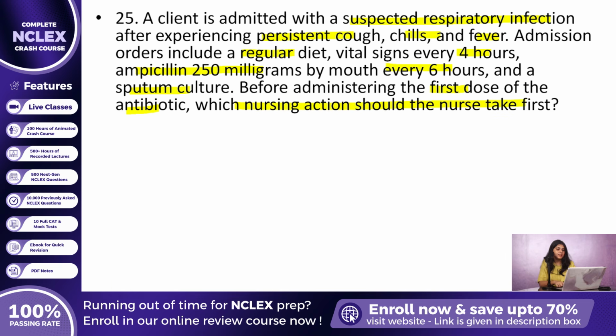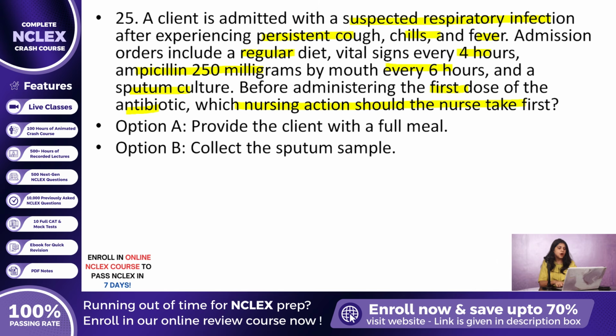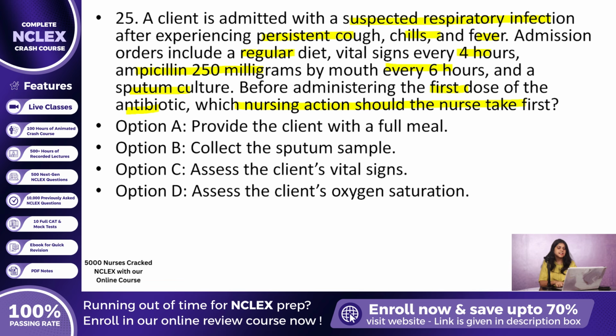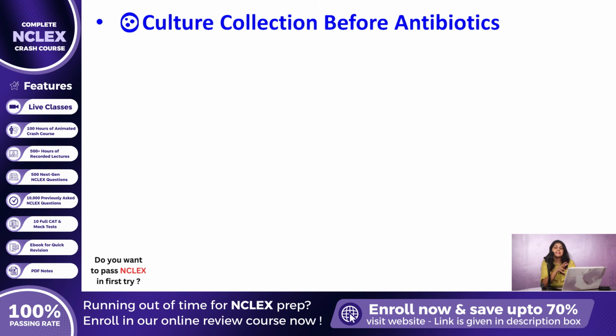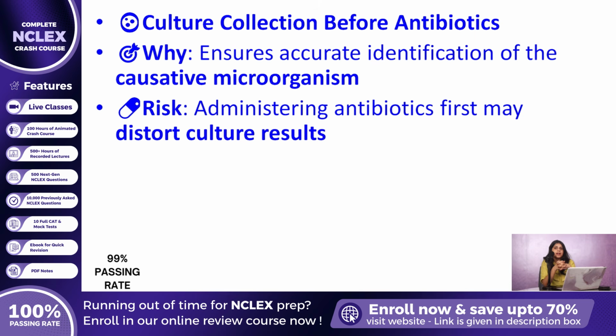Option A, provide the client with a full meal. Option B, collect the sputum sample. Option C, assess the client's vital signs. Option D, assess the client's oxygen saturation. The correct answer is option B, collect the sputum sample. Here is the reasoning. Obtaining the culture before administering antibiotics is essential to ensure the laboratory can accurately identify the causative microorganism. Giving antibiotics first may interfere with results and hinder effective treatment.